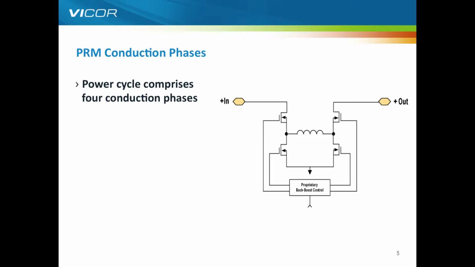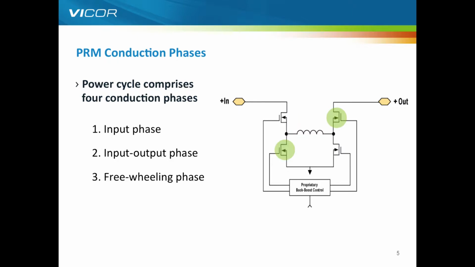So now looking at the PRM, there are 4 distinct phases of operation, each of which are linked by a zero voltage transition. So the first one is the input phase, where we have Q1 and Q4 turned on. We have an in-to-out phase where that voltage is matched left to right, obviously using the inductor to transmit the power it has within it.